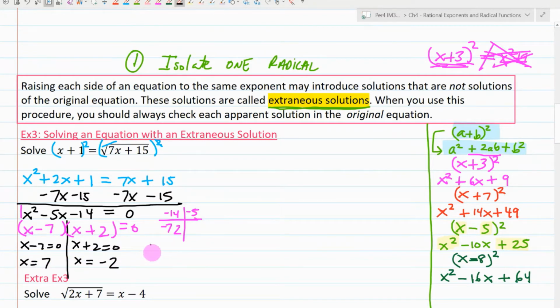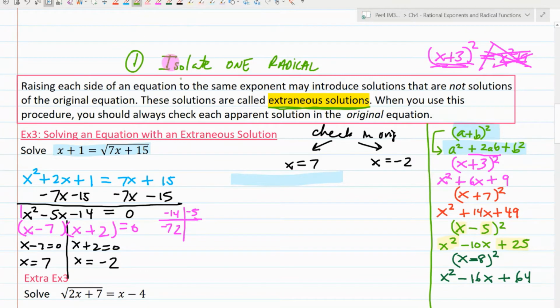All right, so those are our two answers, but we need to check those answers in the original equation, before we did any work to it. So we're going to check x equals 7, and we're going to check x equals negative 2 in this original equation up here. If I plugged in a 7 to both of these, this is what we would get: 7 plus 1 equals the square root of 7 times 7, so 49 plus 15, so we would get 8 equals the square root of 64, so 8 equals 8, fine.